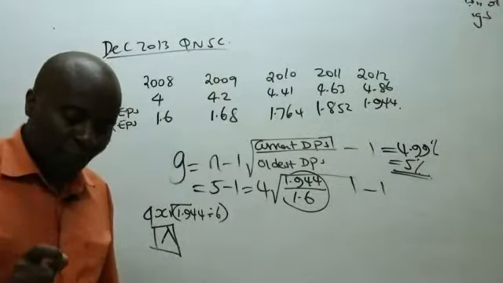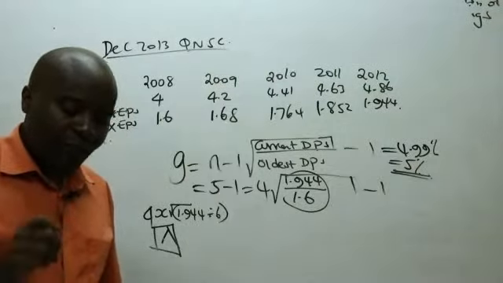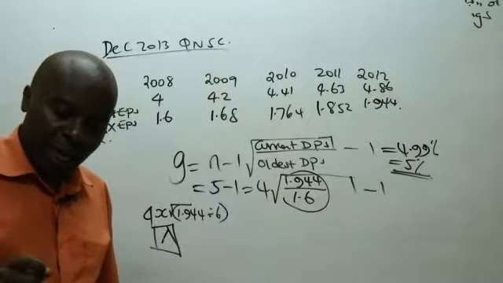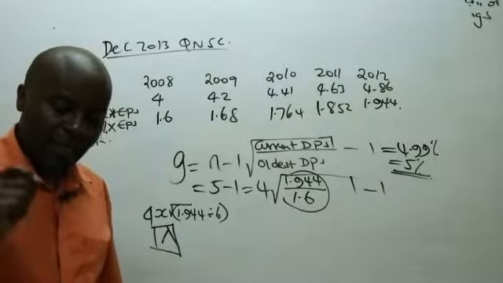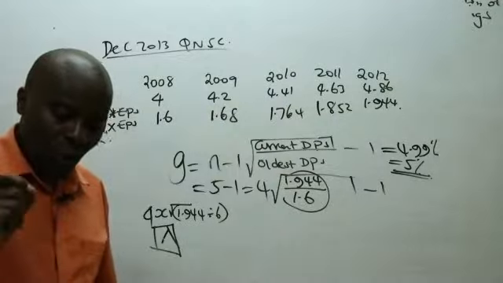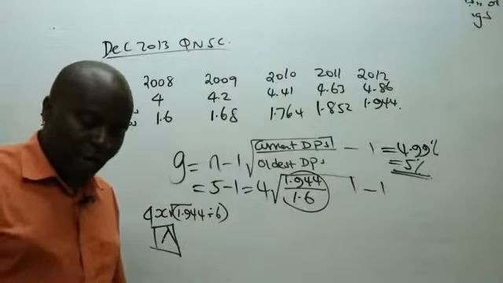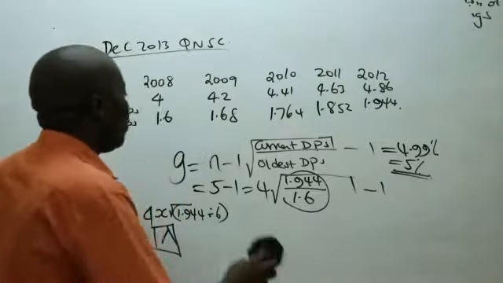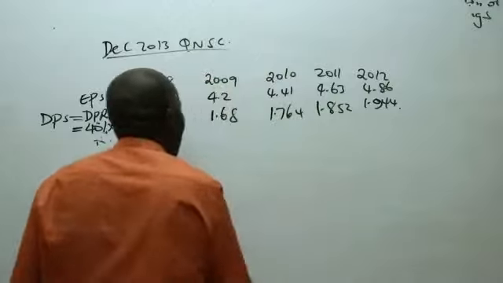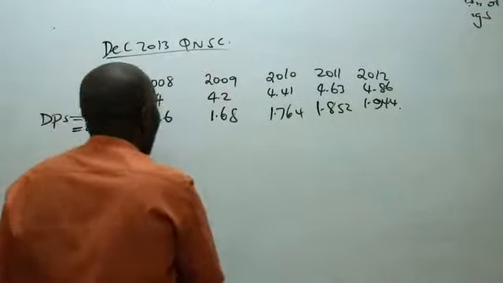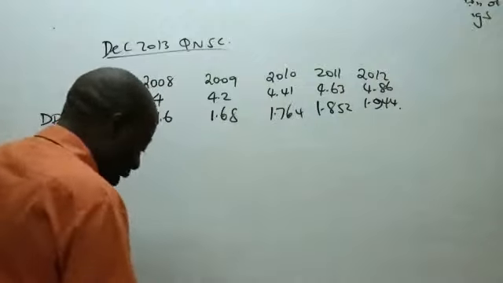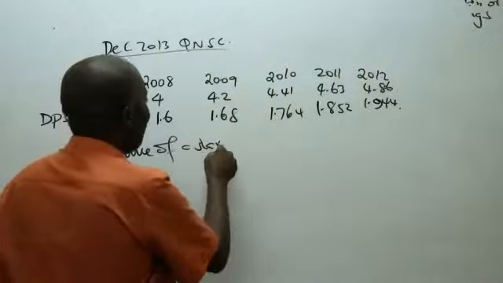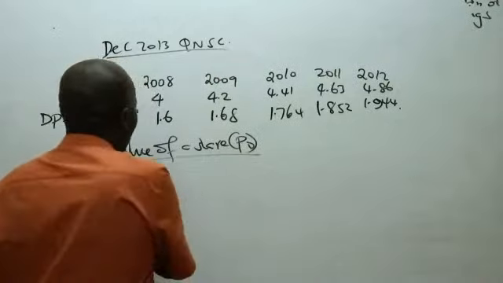Now, ladies and gentlemen, the moment I have that figure of 5%, I know I'm at home. If you read the requirement, they want us to give them the company's theoretical value of the share. If that is the case, I need to remember very fast how to get the value of a share, the current value of a share, that is our P0.